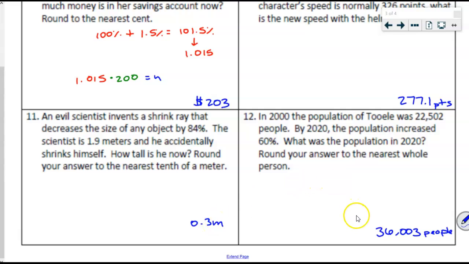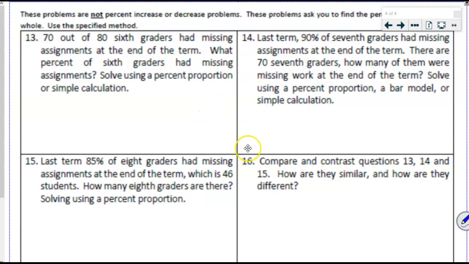And 36,003 people. True story. I looked up the actual population, saw how much it changed. There was quite the population explosion in Tooele in 2000 to 2020. And now let's take a look at the final set of problems.